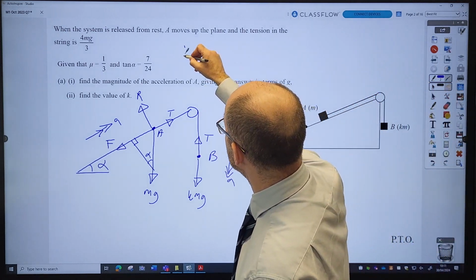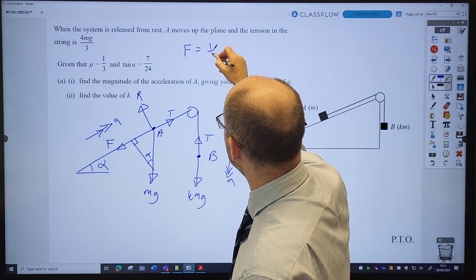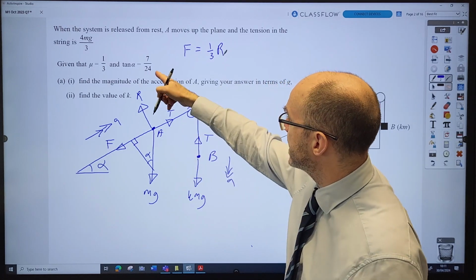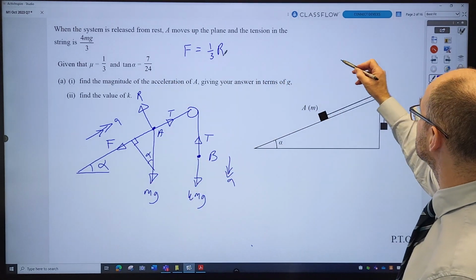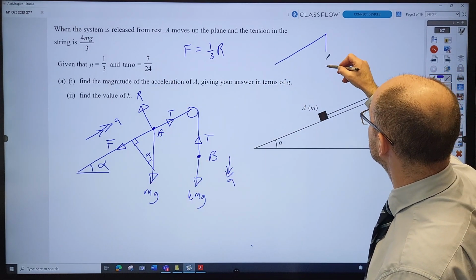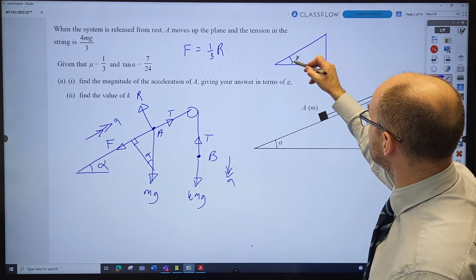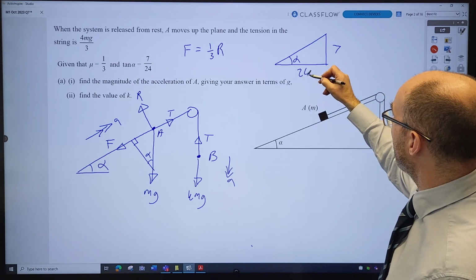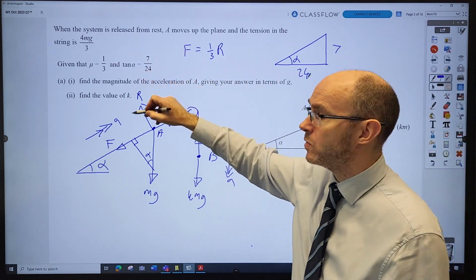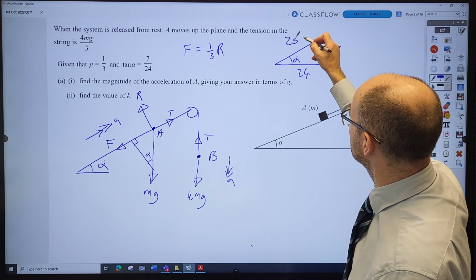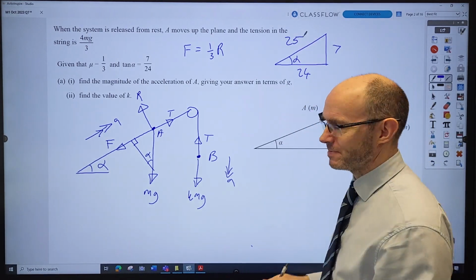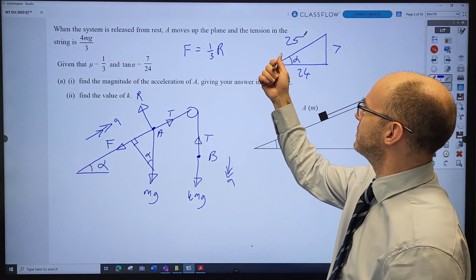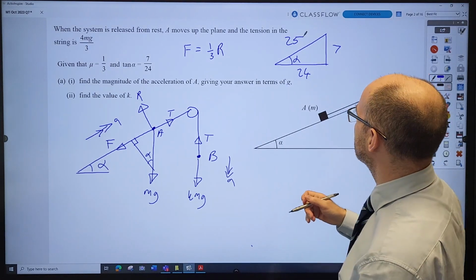Given that mu is a third, F equals a third R at some stage. Tan alpha is 7/24. I'm just going to put some rough work in here to work out sine alpha and cosine alpha. So alpha, 7/24, opposite over adjacent, 7/24. So that's a 7, 24, 25 triangle. Of course you knew that. You might have used a calculator to work out the 25, but it's a 7, 24, 25 triangle.